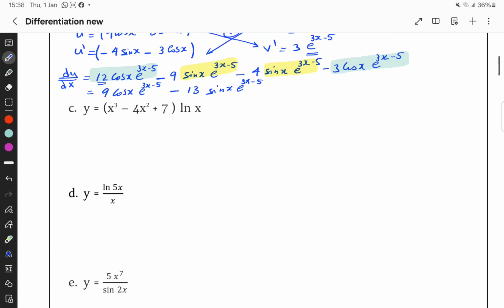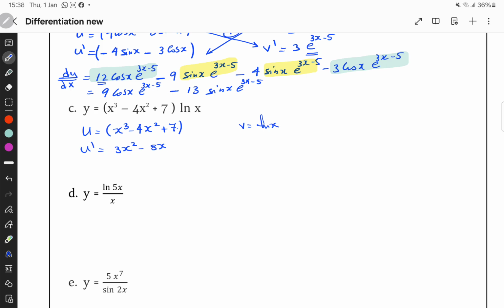Next one. Also, I have multiplication of two different functions. So, you can practice alone by making u equal that bracket, x cubed minus 4x squared plus 7, and v equal ln x. U prime, the derivative of that, is 3x squared minus 8x. With more than one term, keep it inside the bracket. V prime is the derivative of ln, the function down, and the derivative of x will be 1.